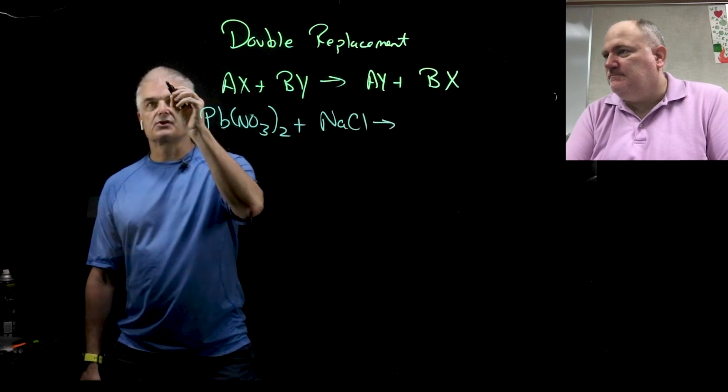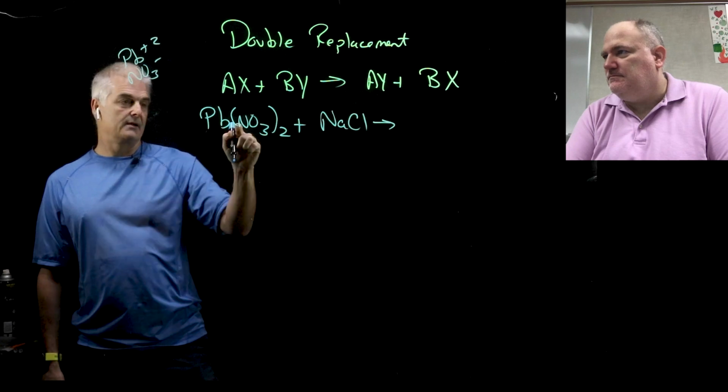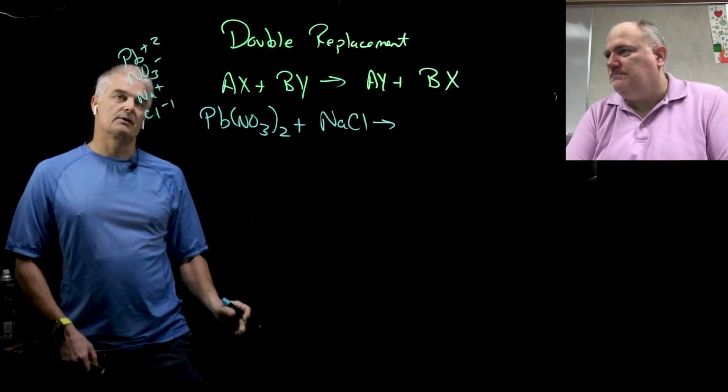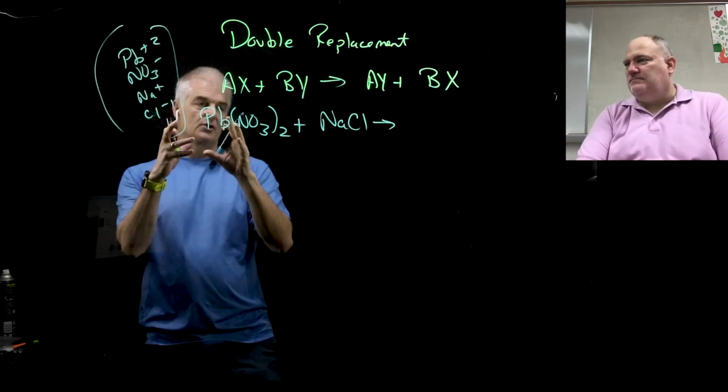And it's going to form, in fact, let's just write that down. Pb is +2, nitrate is -1. Notice how I did this. Na is +1, and Cl is -1. All right, so this is a little scratch pad because I'm going to rebuild everything on the other side, and they're going to trade partners.